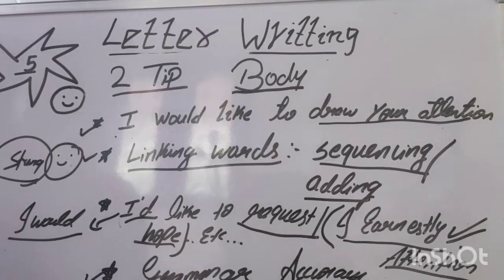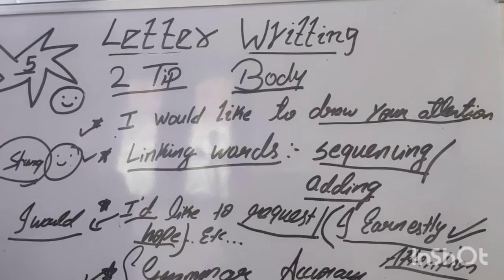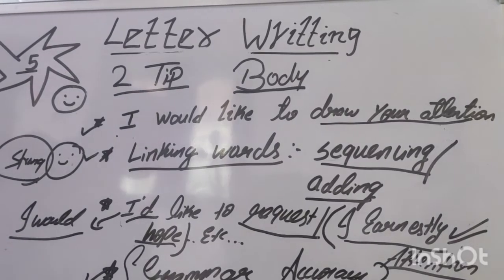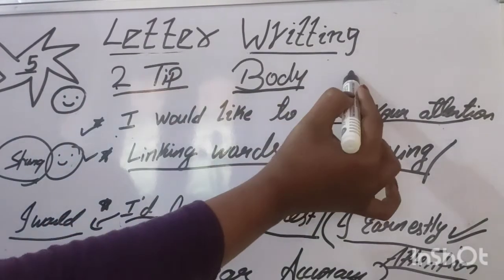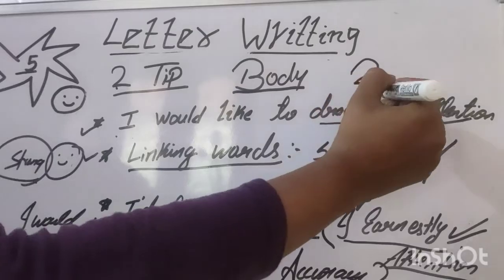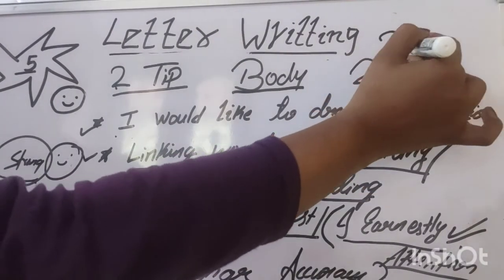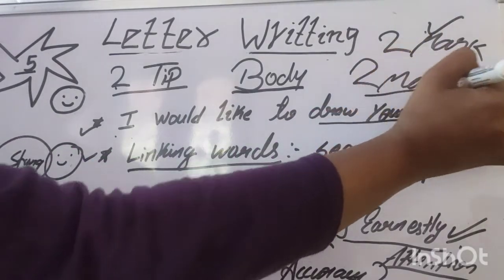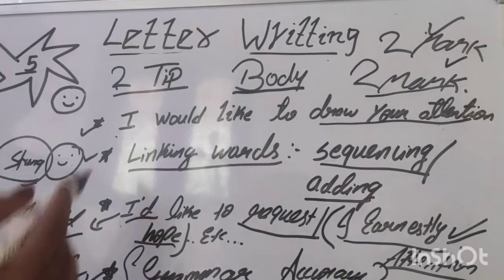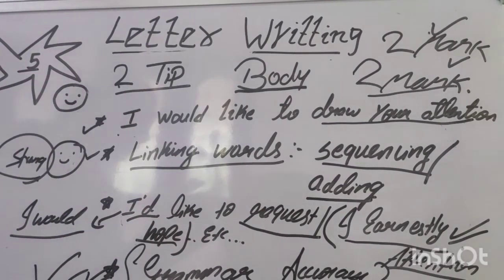And the final tip, the final rule here: grammar, accuracy plus spellings. They are going to check your grammar, they are going to check your accuracy, how you have written your writing, and as well, yes, spellings play an important role along with grammar. So if you are clear with this, then 2 marks is in our hand. So this is the body of the letter.